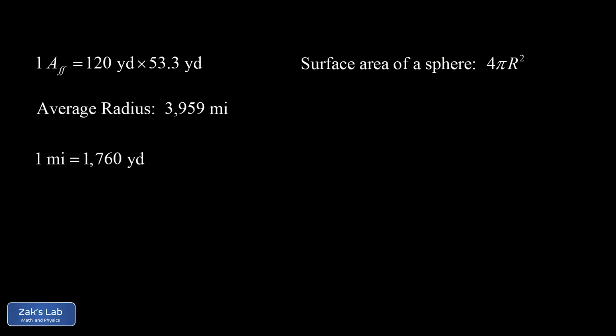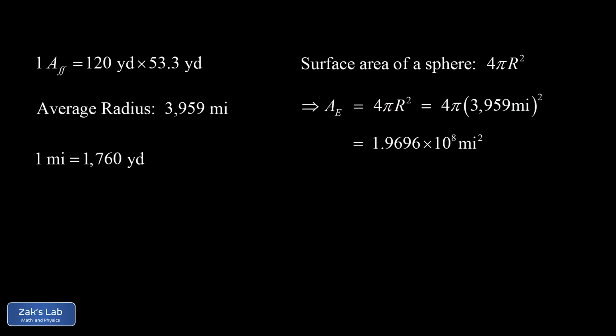So we start with a formula from geometry. The surface area of a sphere is 4 pi times the radius squared. So all we have to do is plug the radius of the Earth into this. So we have 4 pi times 3,959 miles all squared. And when we run the numbers on this, just keeping a lot of extra precision for now, we end up with 1.9696 times 10 to the 8th square miles. Note that squaring the 3,959 miles produces those units of square miles automatically.